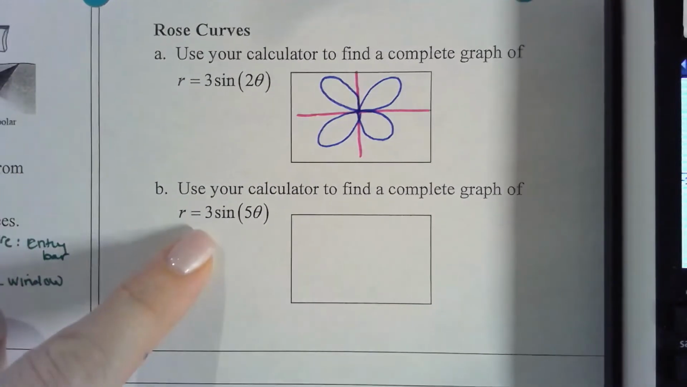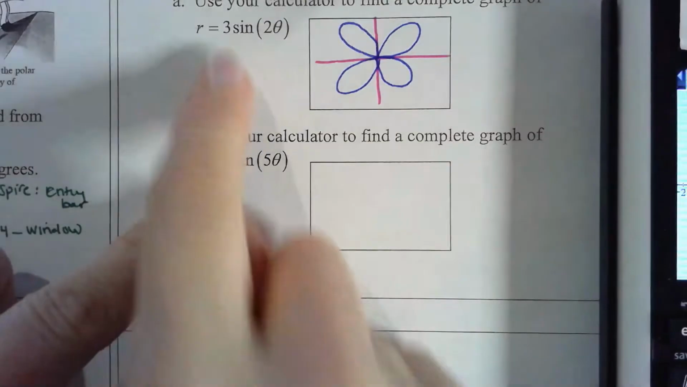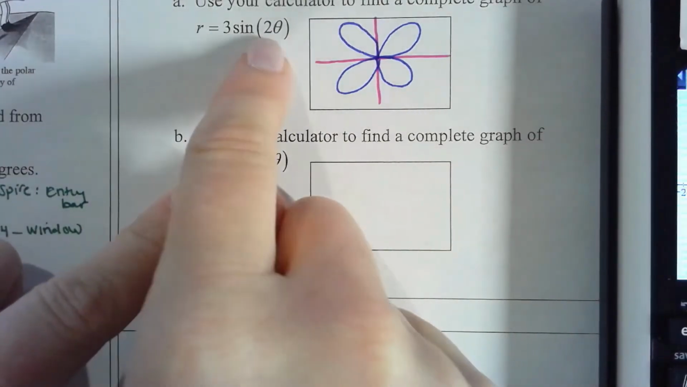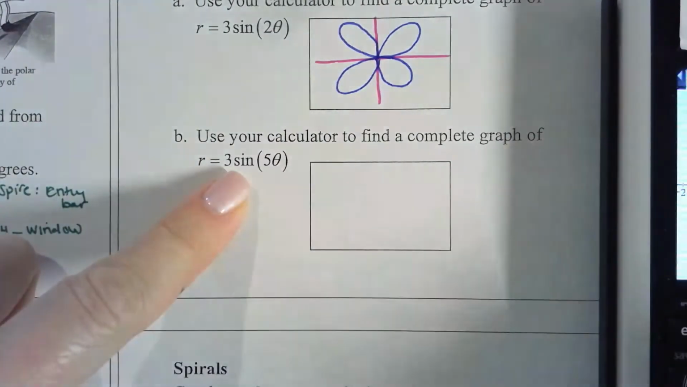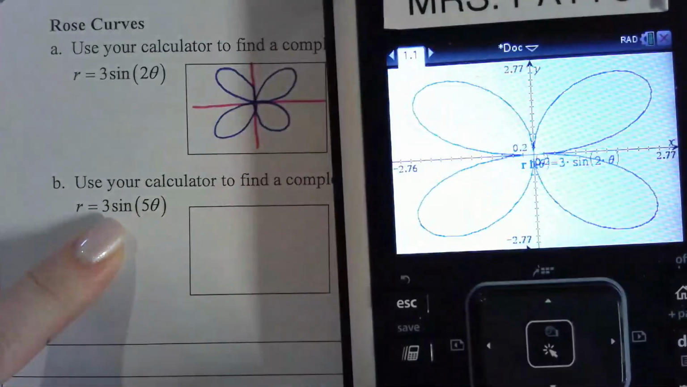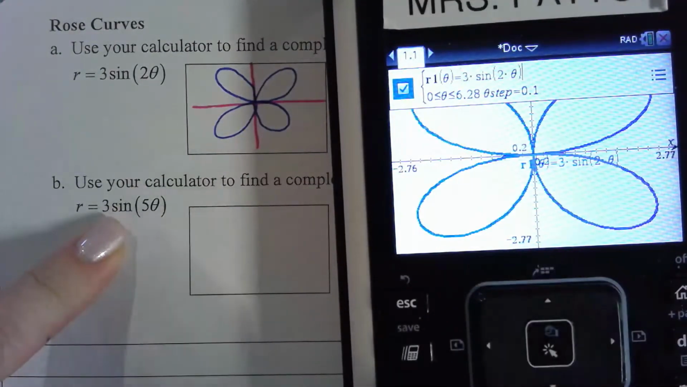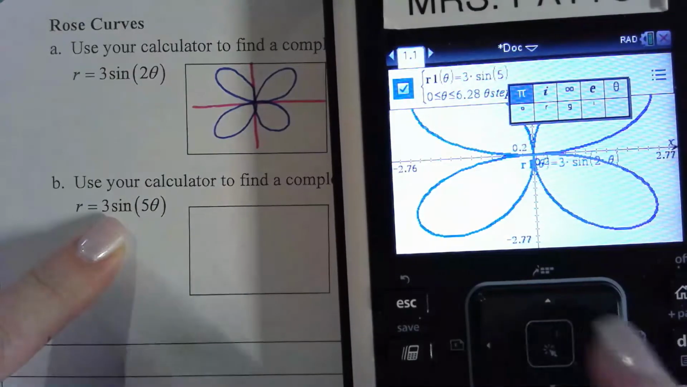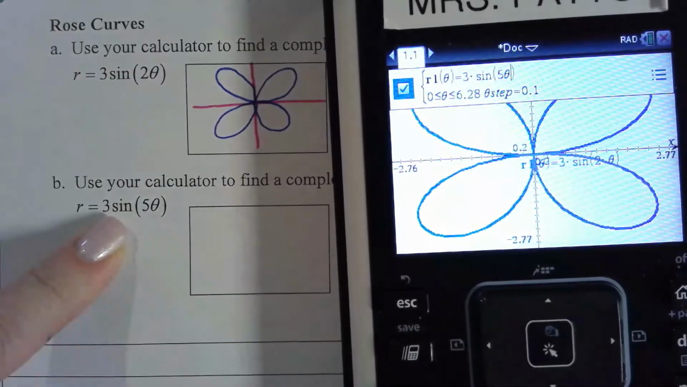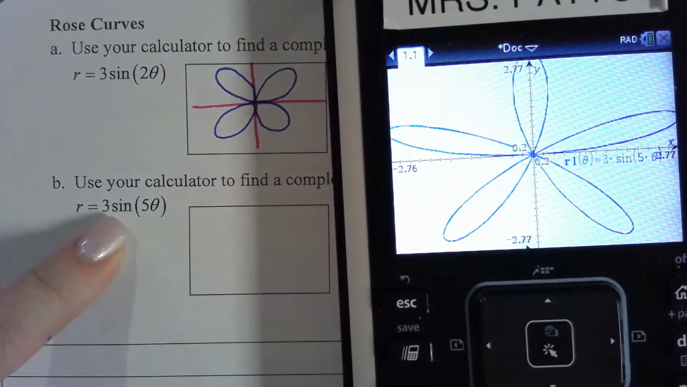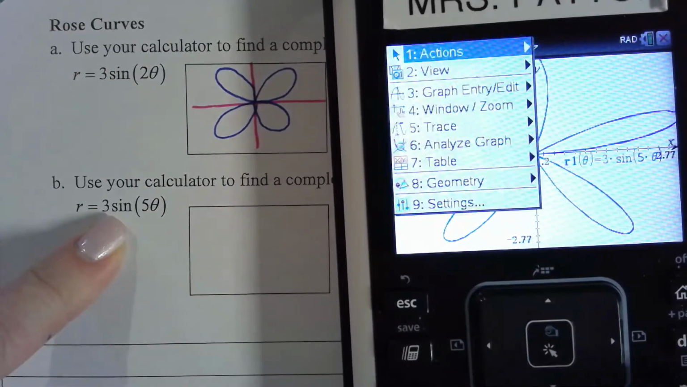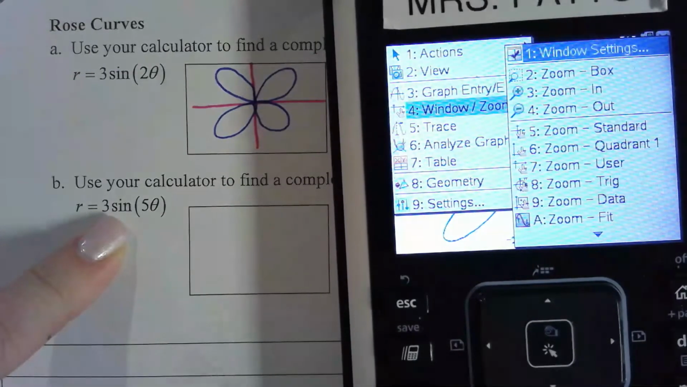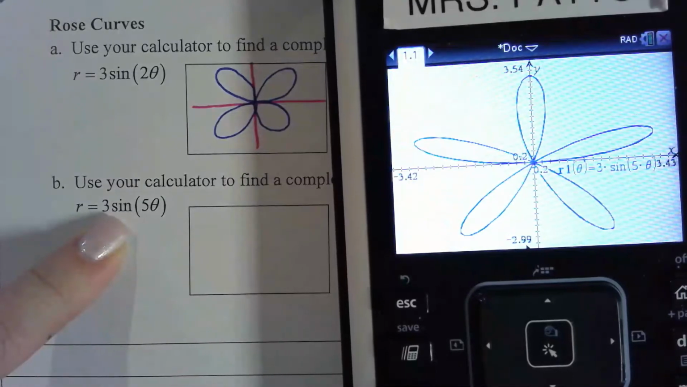Okay. Now I want to see what happens when we change this slightly. So instead of 3 sine of 2 theta, it's 3 sine of 5 theta. So I'm going to hit tab. I'm going to arrow up, and I'm going to just change that 2 into a 5. I shouldn't have deleted my theta. I knew I needed that. Now I'm going to go back and hit zoom fit again, so it fits everything in the screen.